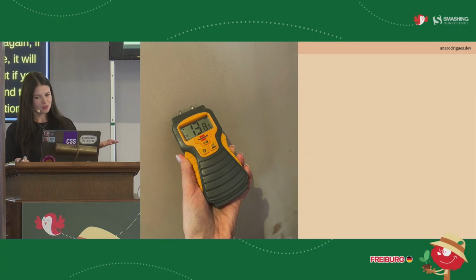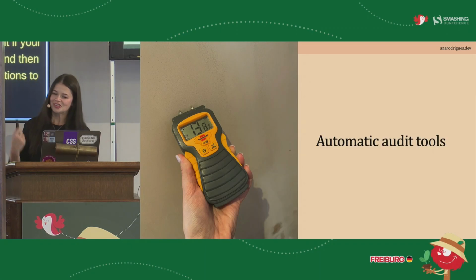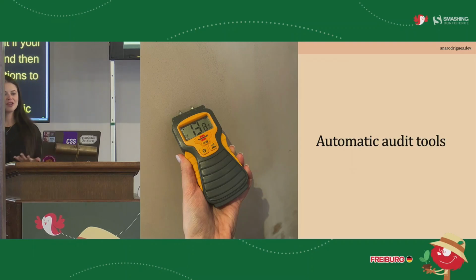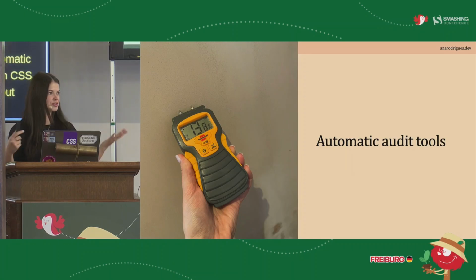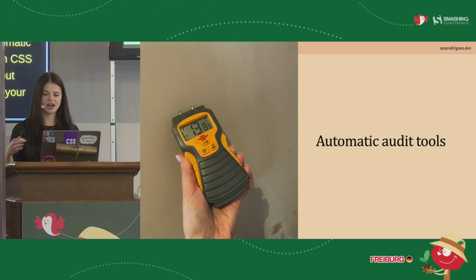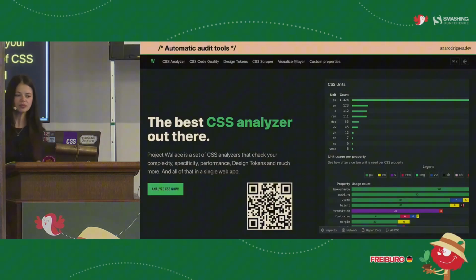Which brings me to automatic audit tools. During your own CSS audits, you might think about using automated tools as part of your audit and data gathering. The topic of CSS refactoring isn't new, and throughout the years, we've had tools come and go, so I'm just going to share some that are active and maintained that I personally find quite helpful.